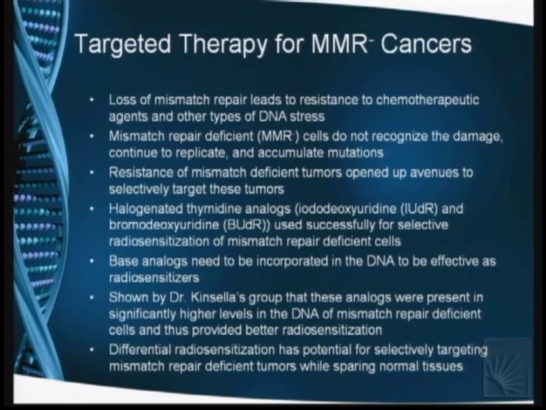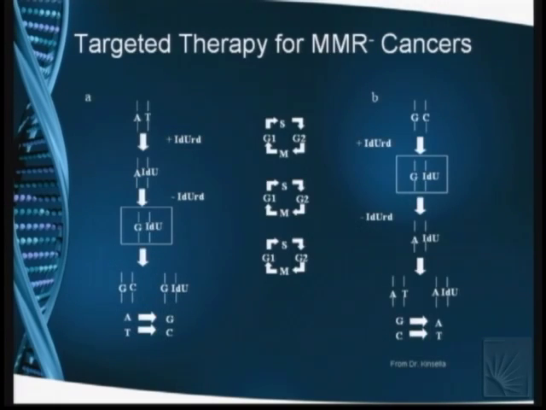And it's shown by Dr. Kinsella's group. They're the collaborators at CASE in this project, and they have shown that the IUDR incorporation, it's a thymidine analog, in mismatch repair deficient cells is much higher than in the mismatch repair proficient cells. So this actually provides differential radiosensitization for these cells. And this is how IUDR works.